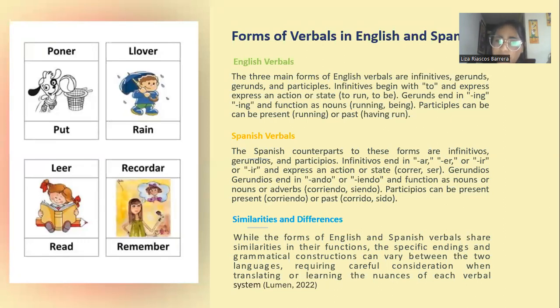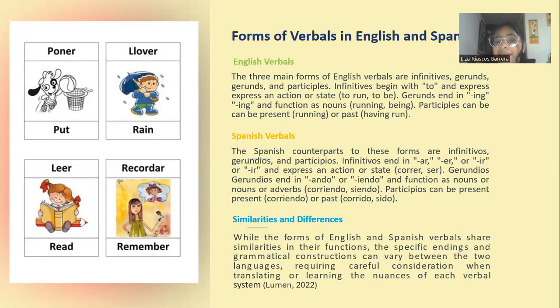About the Spanish verbals: the counterparts to these forms are infinitivos, gerundios, and participios. Infinitivos end in -ar, -er, or -ir, and express an action or state: correr, ser.